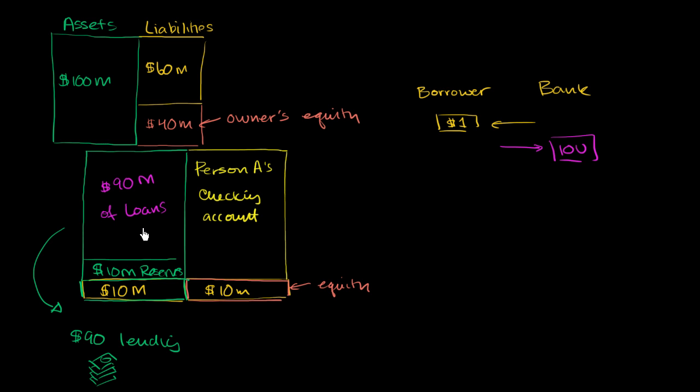Now, what I want to do in this video is to clarify that this is conceptually a good way of thinking about fractional reserve lending, but what the bank can actually do is slightly different than this. They can expand both the asset and the liability side of their account with just 10 million of reserves to make this exact same thing happen.